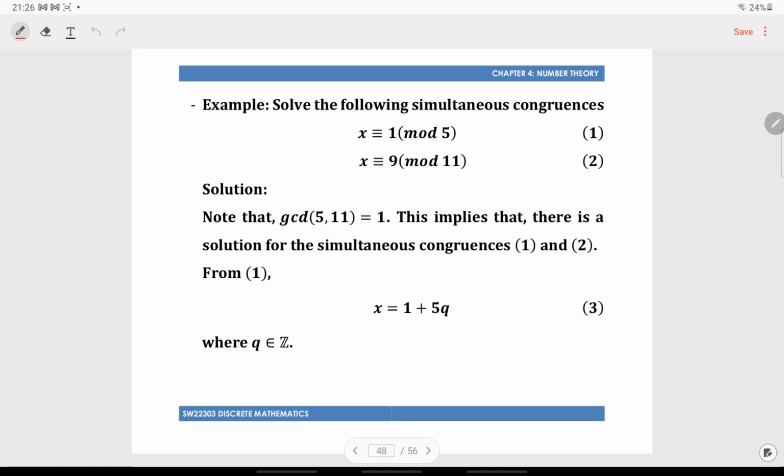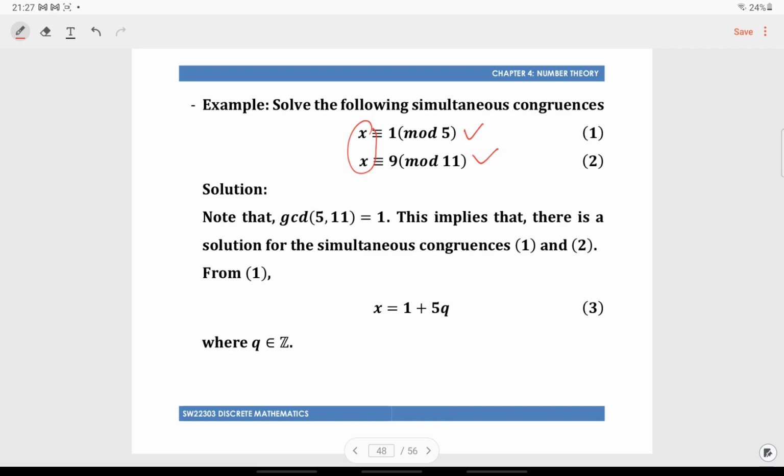Okay, this is the example. You are given two congruence relations. x congruent to 1 mod 5, x congruent to 9 mod 11. Your task is to find x which can make these two congruences true simultaneously.